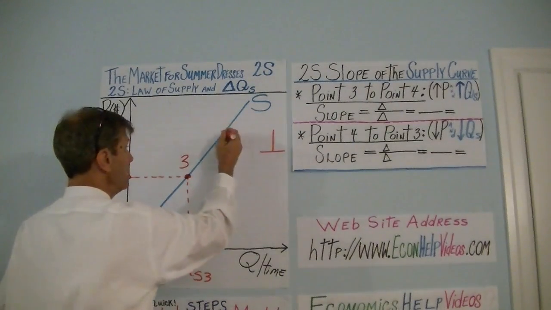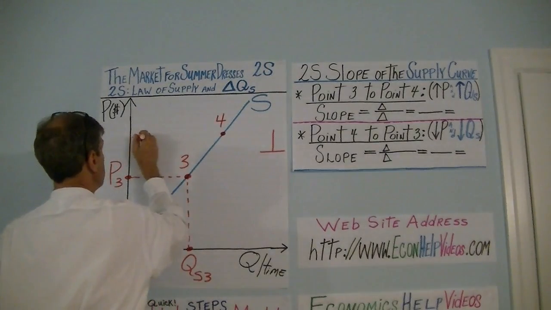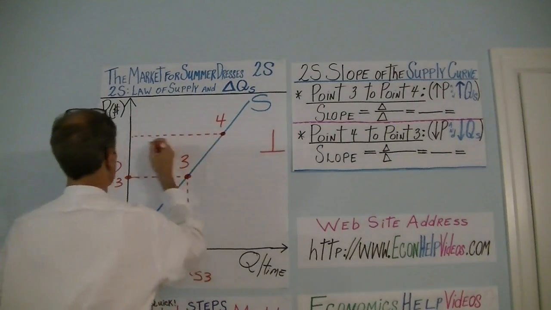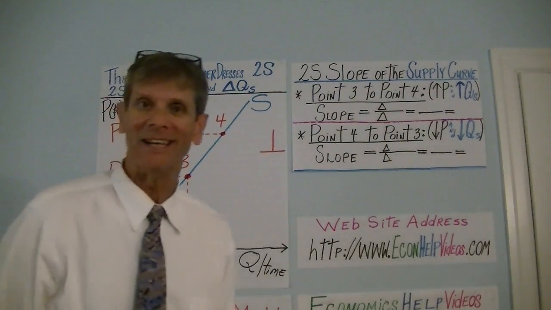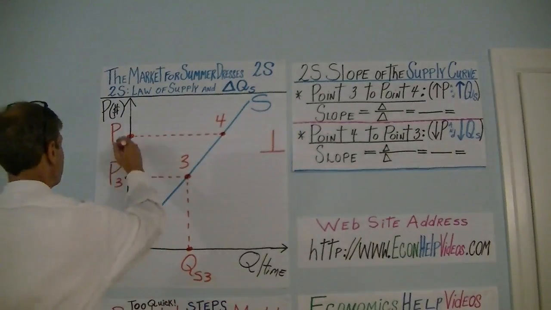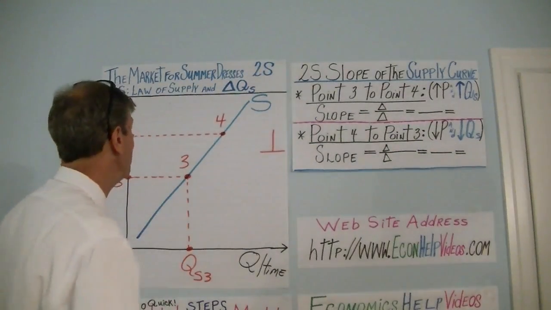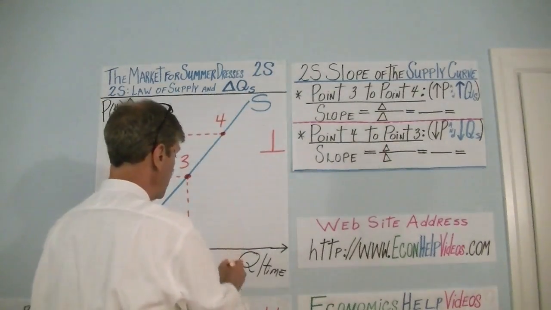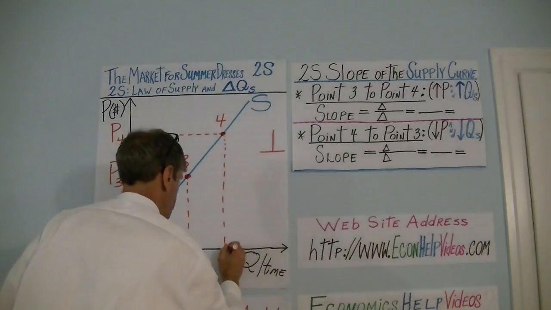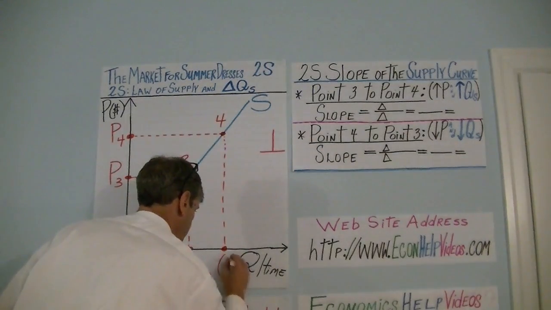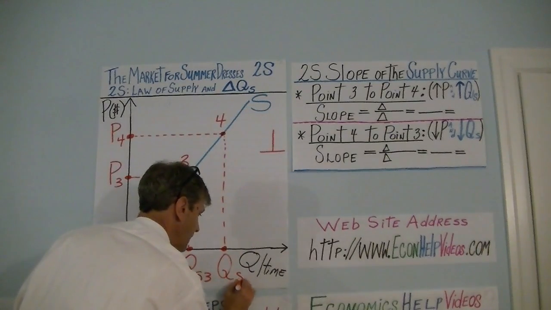Then I'm just going to pick another point, up a little bit further, point 4. And I'm going to go perpendicular to the price axis. What do you think I'm going to label that, right? P4? See, you guys can do this. Okay, then we want to go down perpendicular to the quantity axis. Q for the quantity coming from the supply curve, QS4.